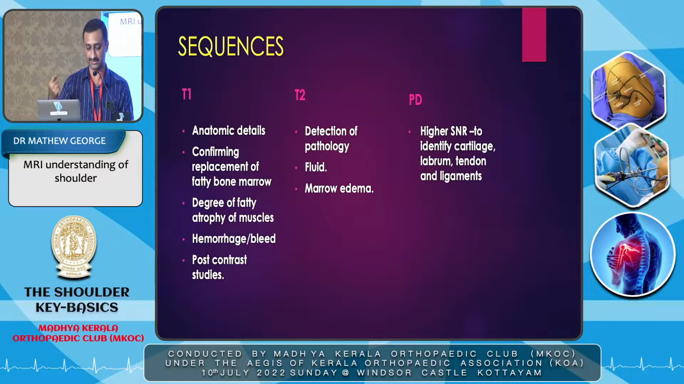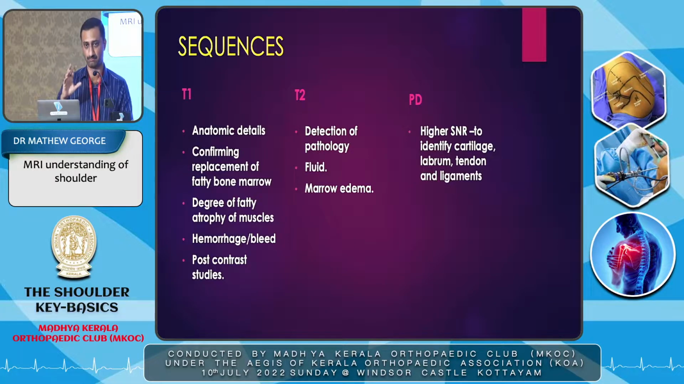It will just re-tear. So it is very important to look for the fatty atrophy on T1, and then looking for bleeding, and also in post contrast you use T1. Now the thing about T2 is that is where you look for the actual pathology. So T1 you look for the anatomy, T2 you look for the pathology. And in pathology, the things which you actually see are fluid and marrow edema. So that is the importance of T2.